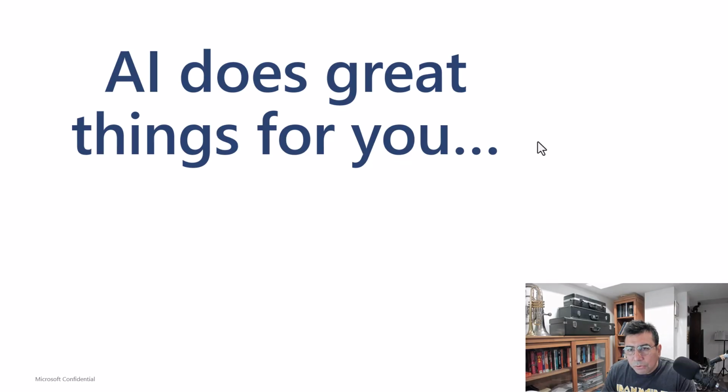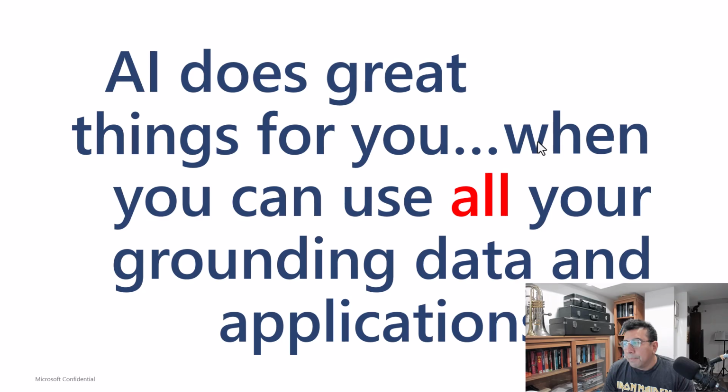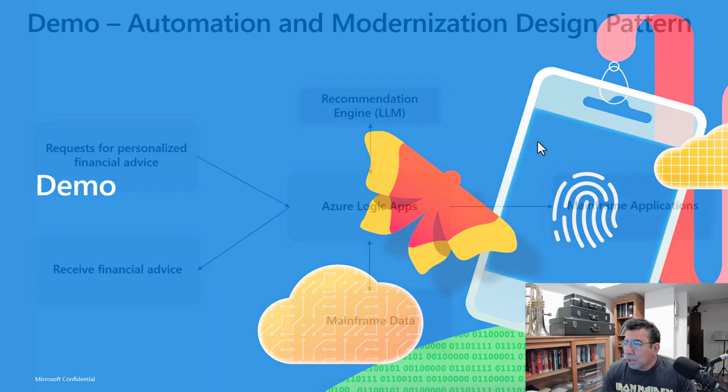I'm going to show you how this happens, but something I really need you to remember is that AI does great things for you when you can use all your grounding data and applications. You can make your hyper legacy systems available to integrate against, so it's a matter of preserving a business case. All of what you have been building over the last 50, 60 years has to be available for you to make the best decisions. So now I'm going to get to the demo.